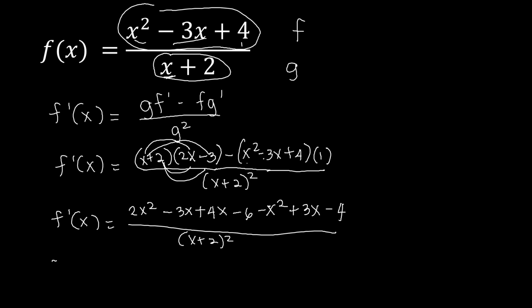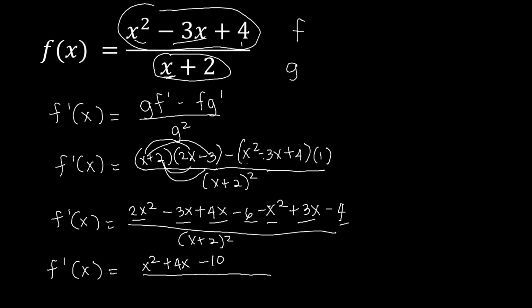Then we combine like terms at the numerator. We start with the highest exponent down to the constant. 2x squared minus x squared will be x squared. Negative 3x plus 4x, that's x. Plus 3x, that's 4x. Then we go to the constant. We have negative 6 minus 4, that's negative 10, over x plus 2 squared.